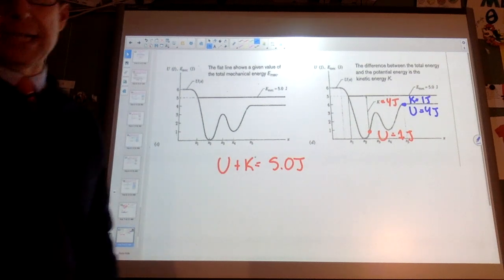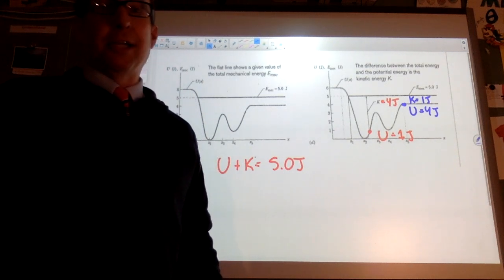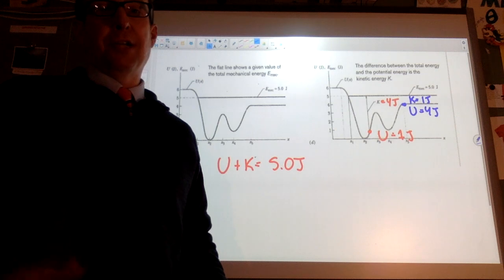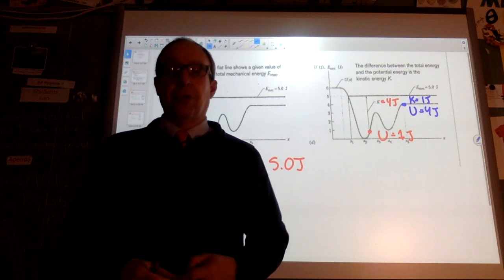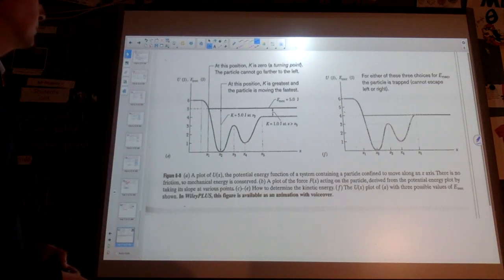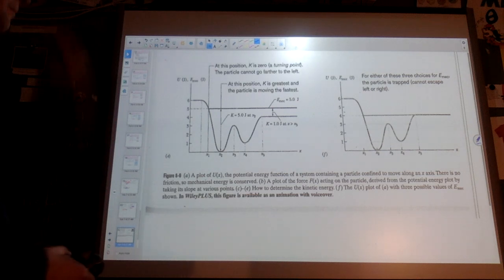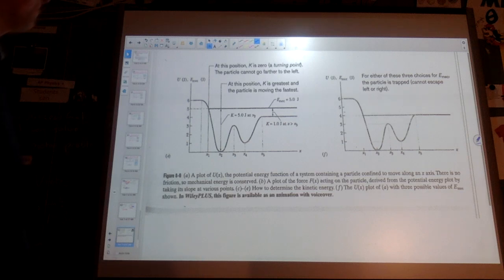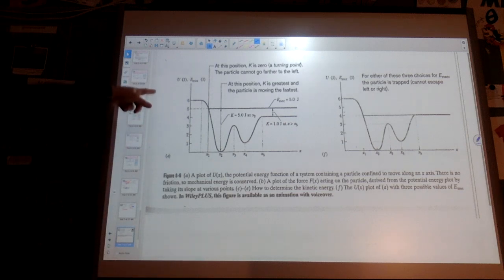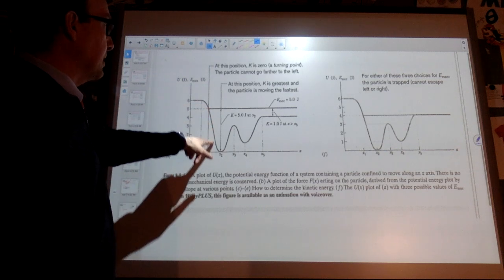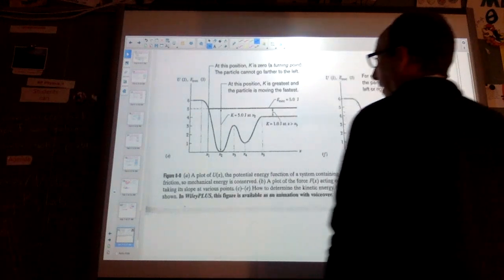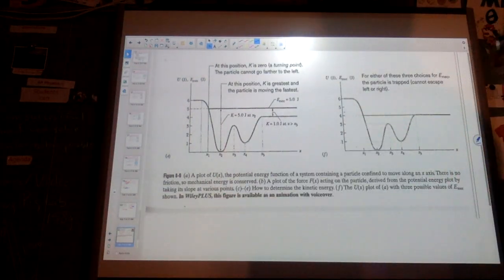So if your potential energy is decreasing, your kinetic energy is increasing. If your potential energy is increasing, your kinetic energy is decreasing. And if your potential energy is unchanged, your kinetic energy is unchanged. And so here we look at, this would be a turning point because we have kinetic energy of 0. It's not going to be able to go any further to the left. We have a maximum, we had minimum potential energy.